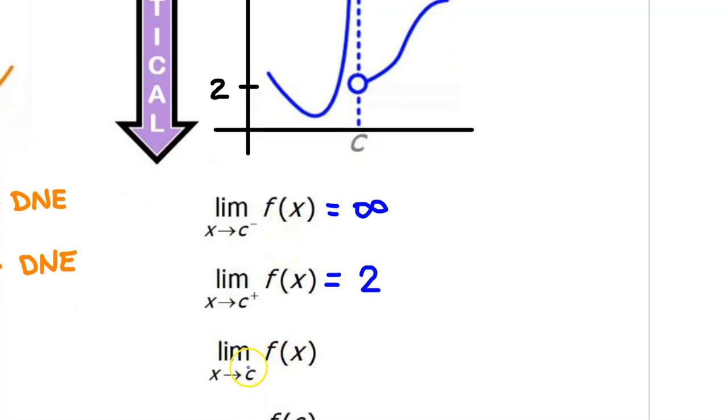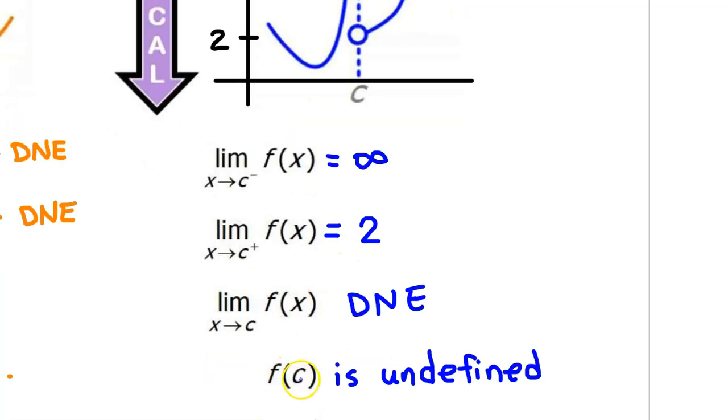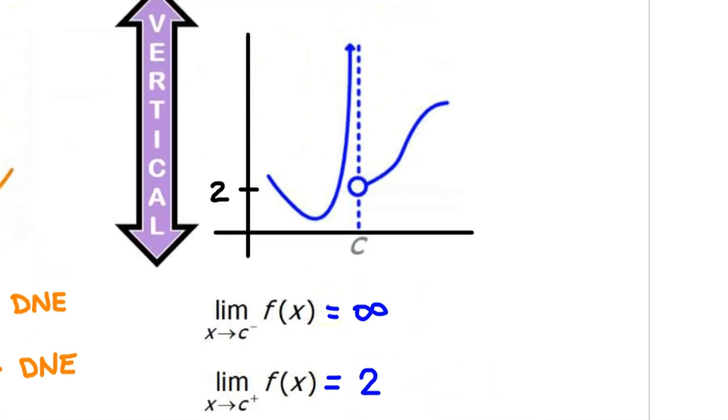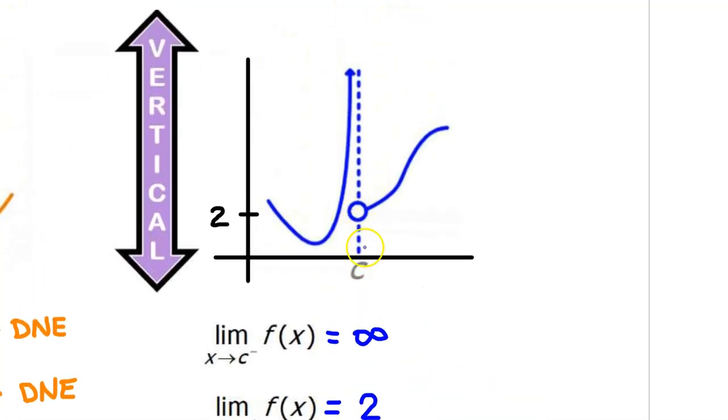How about the overall limit as x approaches c? Well, since the limit from the left is infinity, we already know that the overall limit does not exist. For the overall limit to exist, the left-sided limit and the right-sided limit must both exist, so no infinities, and they have to both be the same number. The value of f at c is still undefined. We see the open circle here at c and nothing else.